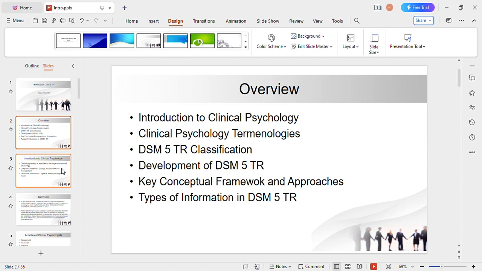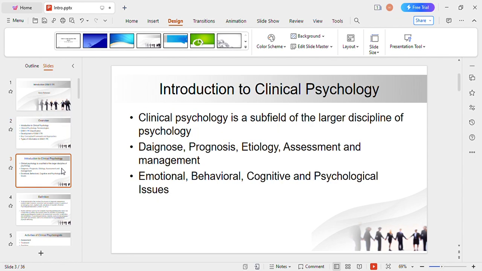Now get back to the first point, which is introduction to clinical psychology. Students, as all of you know, clinical psychology is a subfield of the large discipline of psychology. Psychology has many branches and clinical psychology is one of them, and it is in trend because many people in the contemporary world experience depression, anxiety, stress and many other disorders. So it is very important to be an expert in clinical psychology to assess their problems and to provide the relevant treatment.